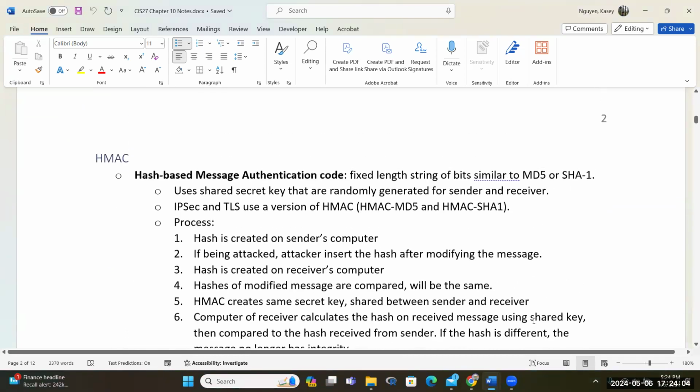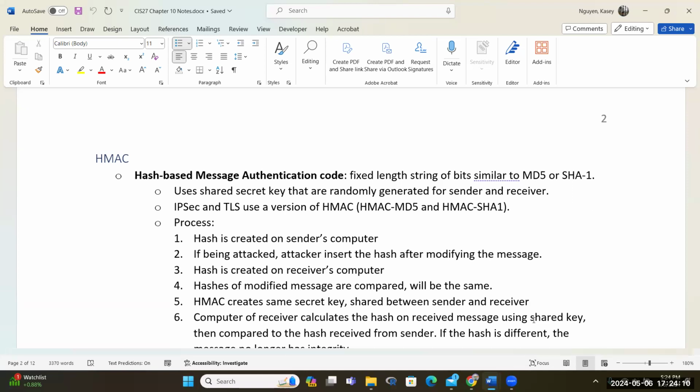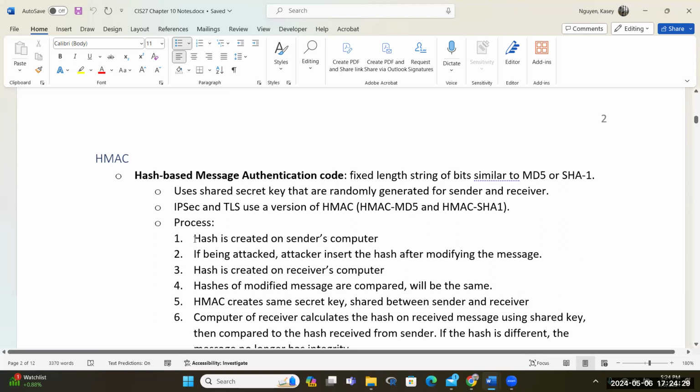And then we can also use HMAC, which is hash-based message authentication code. This is just a string that's similar to hash MD5 or SHA-1. It uses a secret key to generate. So it uses a key to be able to generate this. And you do see some of this implementation in web authentication or remote access. Okay.